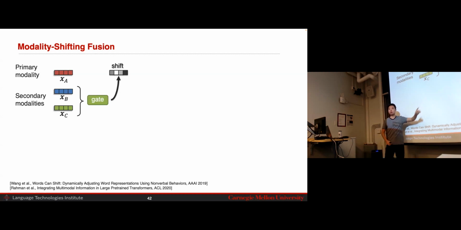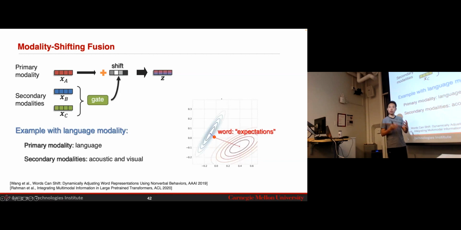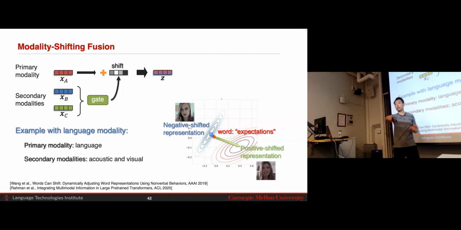So in that case, XB and XC will go through a gate, again, some of these gating functions, to learn a feature that is used to shift, right? It's only going to be a small additive component on this primary modality. So usually, for example, primary modality could be language and secondary modalities could be audio and visual. One example is the word expectations is pretty neutral by itself. You don't want to change the word embedding too much because it has lots of structure with respect to other words, but you're just going to use the audio visual information to shift it a little bit towards negative if the person saying it is disappointed, or shift it to more positive if the person saying it is more excited. So that's modality shifting fusion.